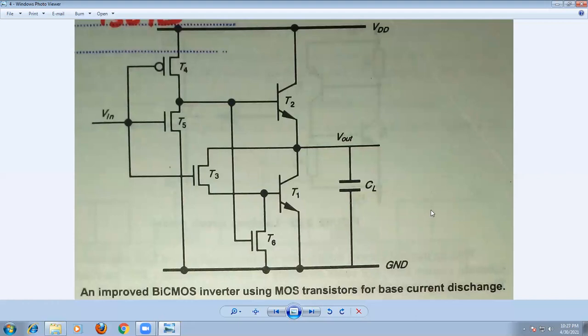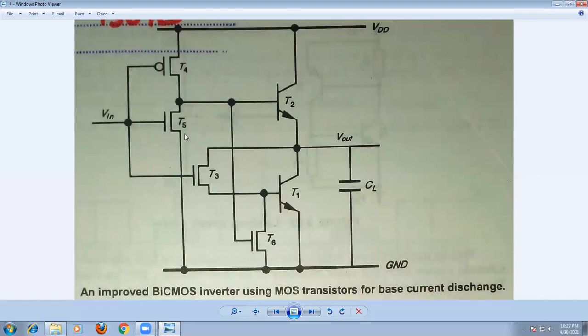But the main advantage of this circuit is that, because of the bipolar junction transistors T1 and T2, it is able to drive heavy loads during both the low condition and the high condition of the output. So this is the advantage of the BiCMOS circuit, and the speed is also good. The only problem in this case is that the circuit complexity is very high.